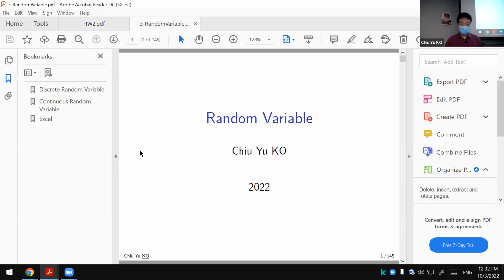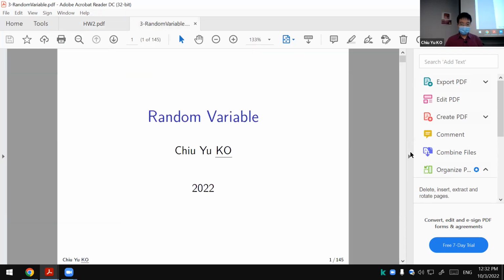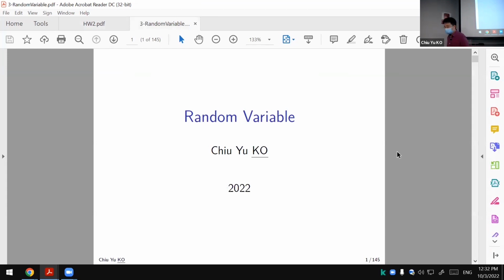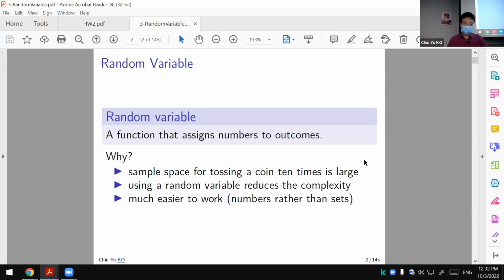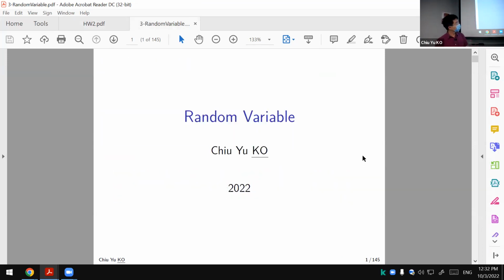So today we will be covering random variables. In particular, we will probably be able to finish half of the discrete random variables. After the weekend, we should remind ourselves what has been covered so far. So what is a random variable?